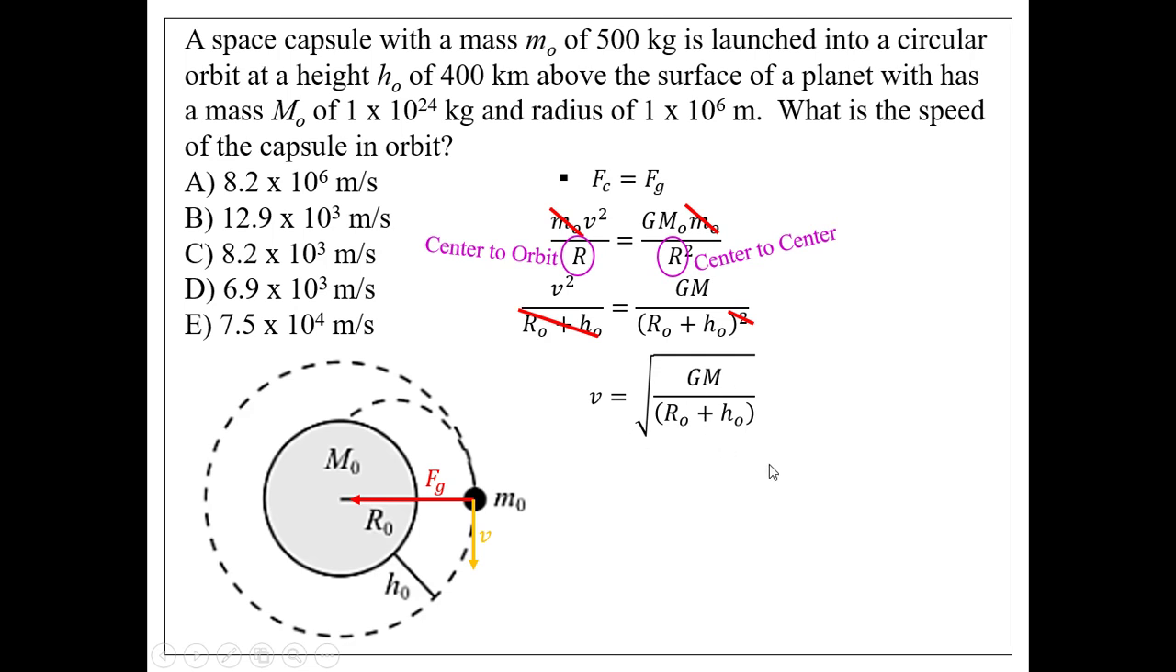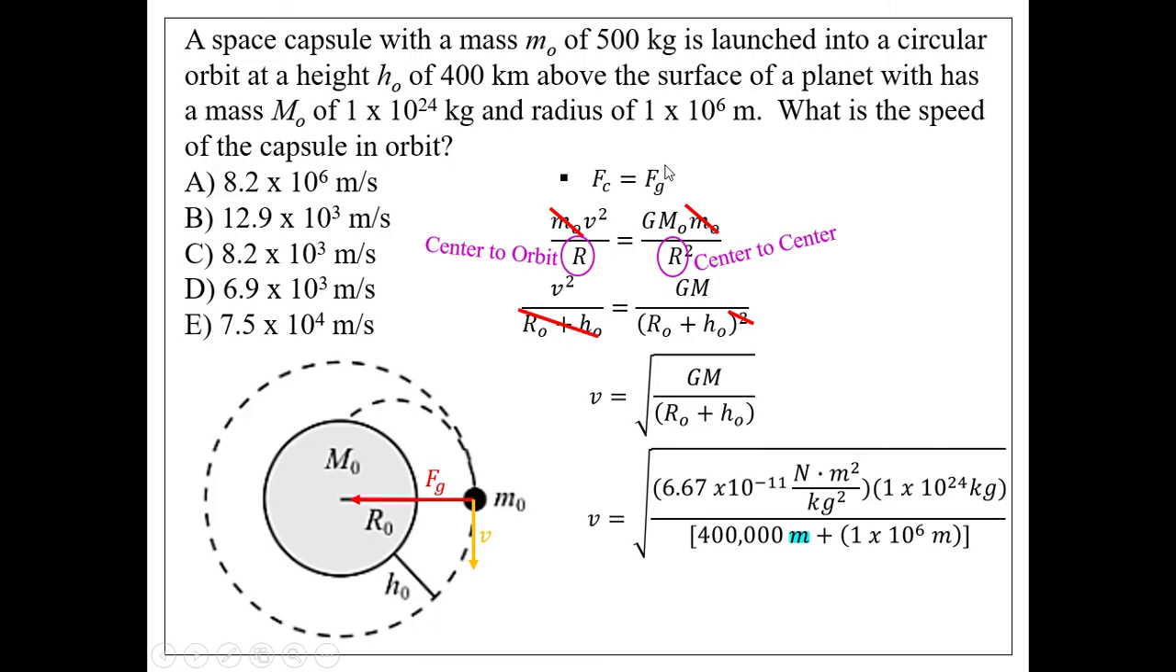Okay. So at this particular junction, you have everything already. You know what G is. You know what mass is, you know what r naught is, you know what h naught is, because everything is given really here in this particular problem. All right. So G here, Newton's universal constant, is 6.67 times 10 to the negative 11. Well, what's the mass of the planet, right? The mass of the planet is given as 1 times 10 to the 24th kilograms. So that goes in the numerator.